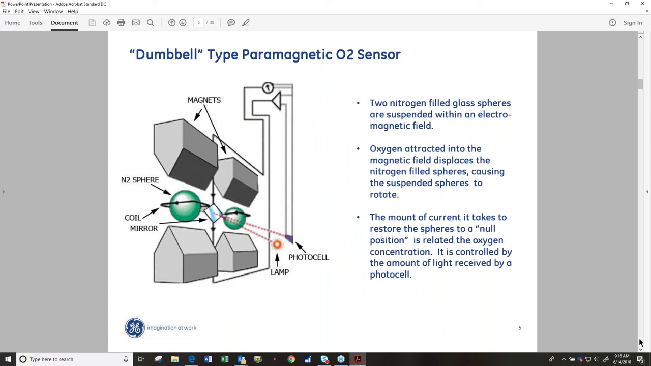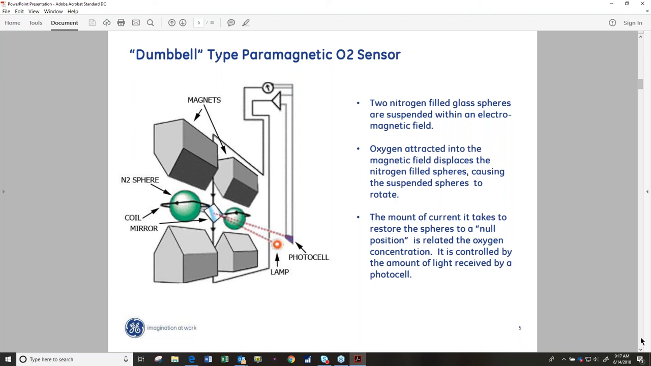The other type of paramagnetic sensor is what's called a dumbbell. We don't carry this particular sensor, but I just thought it would be worthy of presenting it. What we have are two spheres that are filled with nitrogen. As oxygen gets in the field, it displaces the nitrogen and it causes the spheres to twist. In the middle of those two spheres that are suspended between two magnets is a mirror, and light reflects off the mirror. There's a photocell that receives the light reflecting off, and when that photocell receives less of a signal, it applies current to make the magnet stronger to restore the spheres back to their original position. So the amount of current it draws to restore the spheres is directly proportional to the oxygen concentration. It's a pretty good system, but one of the downsides of it is that it's very fragile.